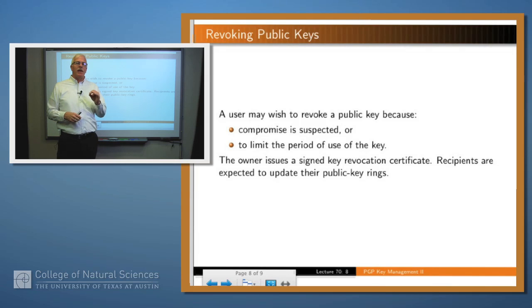Okay, finally, it may be possible to revoke a public key, either because you suspect that a compromise has happened and somebody may have gotten a hold of the corresponding private key, or just because you've been using that key for a year and you decide to change it. And so what you do in that case is you send out what's called a revocation certificate. You can't force anybody not to use that key, but you can at least advise everybody that you're talking to that you would prefer if they not use that key from now on.